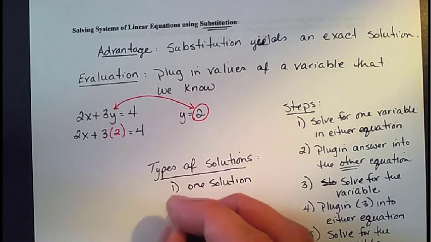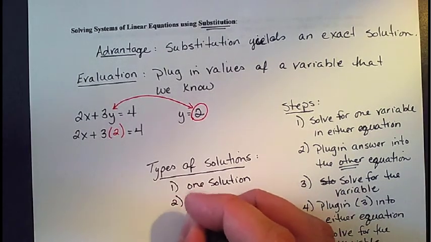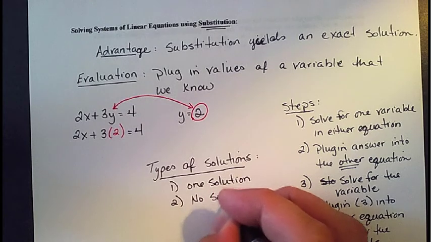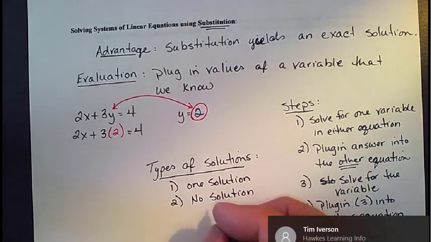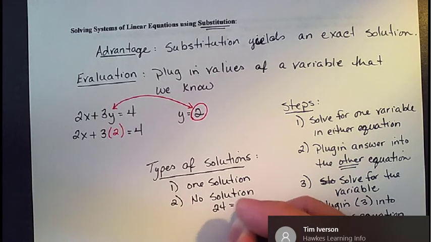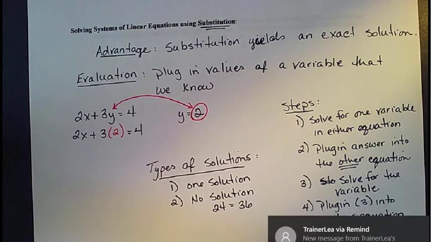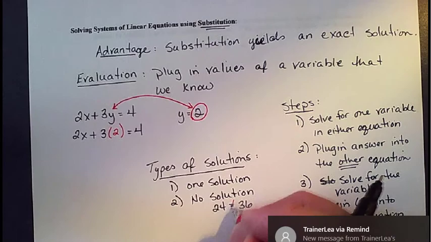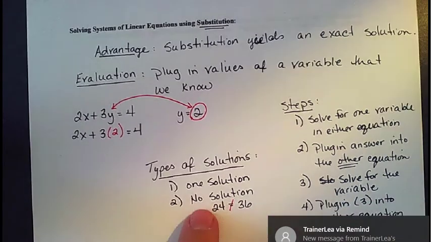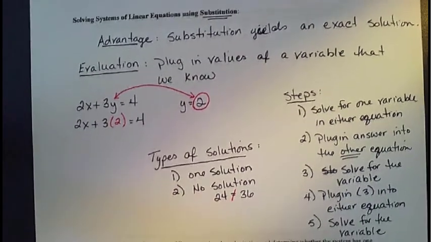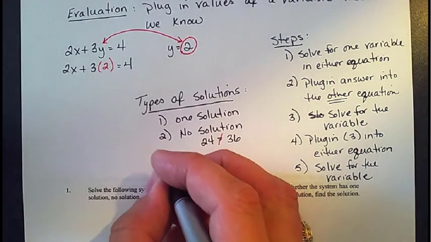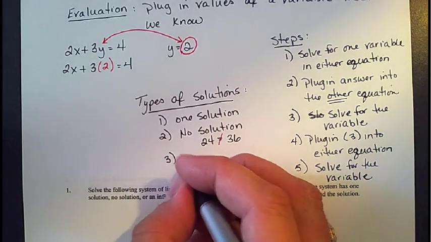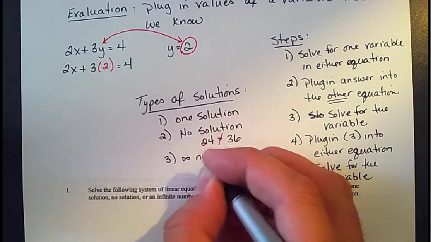The second is going to be no solution. You're going to know that it's going to be a no solution if you get something in the end that's not true. Let's say, for example, you get 24 is equal to 36. Well, that's obviously not true, right? In fact, I'm going to put this line right here saying that it's not equal to that. That's going to indicate that there's no solution. It means that there's no relationship between the 2 lines. It means that they're parallel. And then 3, the other one is going to be infinite number of solutions.